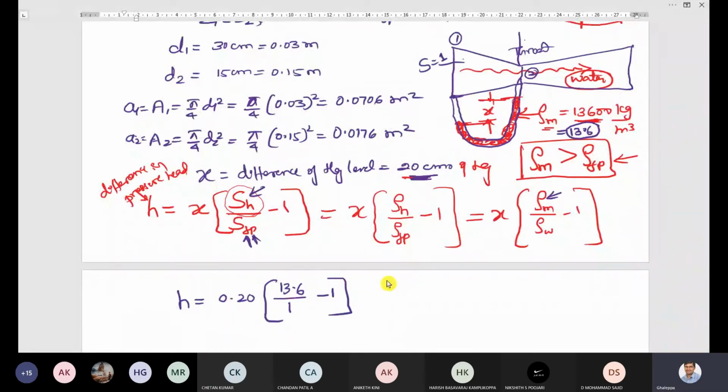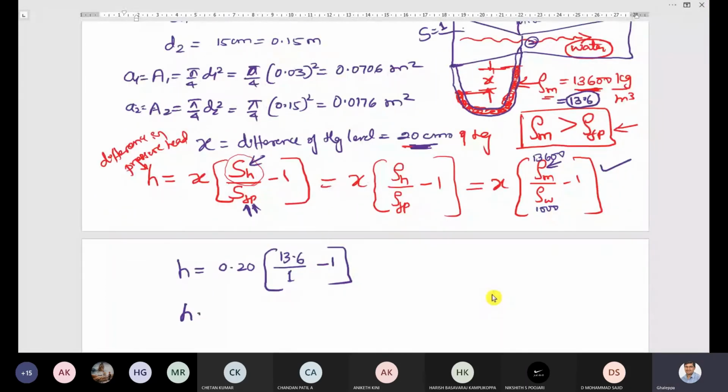If we use this formula also, the same equation you would get, because we are substituting 13,600 divided by the density of water, which is 1000. 13,600 by 1000 again gives 13.6. Both are the same. So now I will get the value of H is equal to 2.52 meter of water.